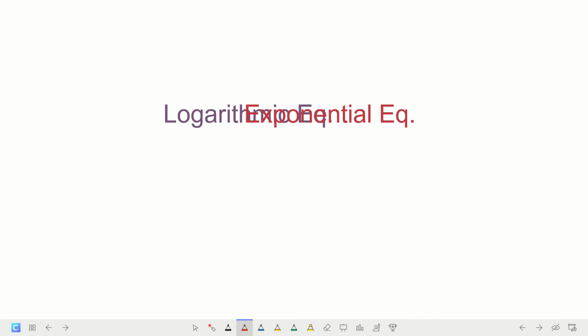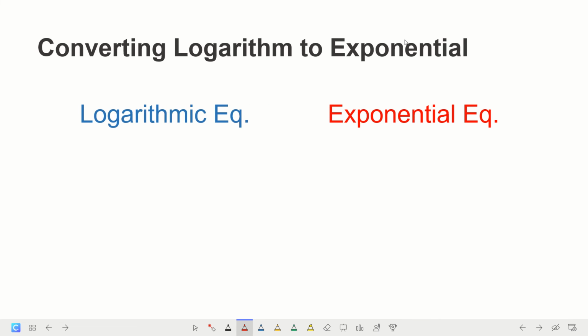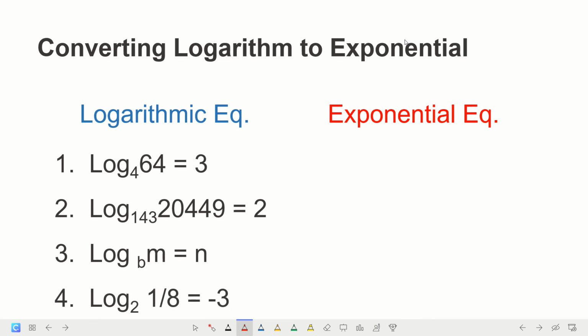Let us now try to convert logarithmic equation to exponential equation. Again, I have here 4 problems. You may copy them and try answering. Based on our previous examples, try answering these and then resume watching to know whether your answers are correct.